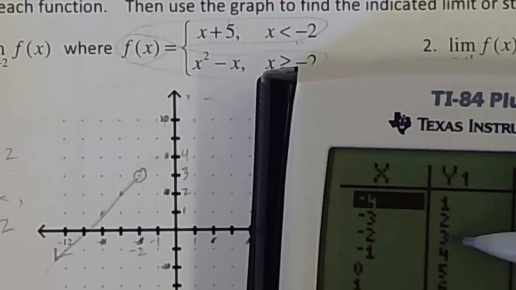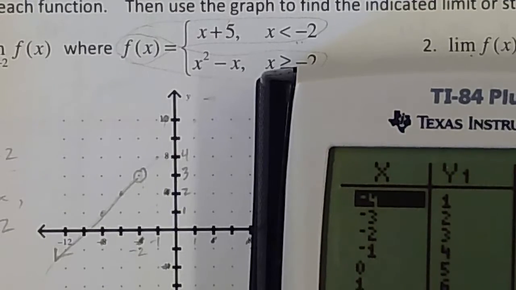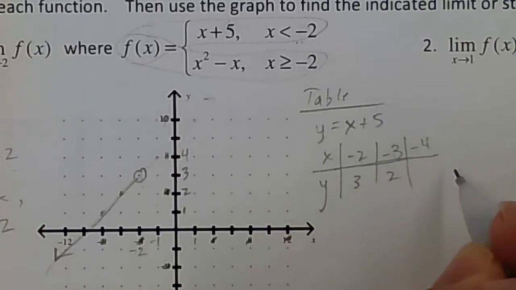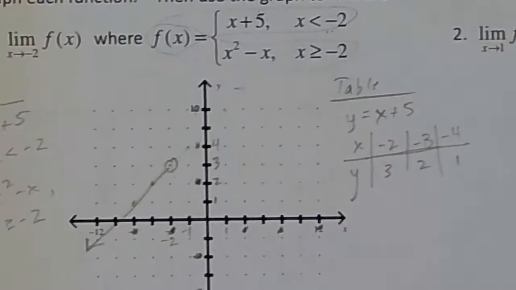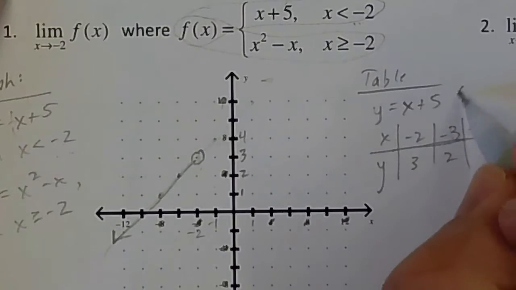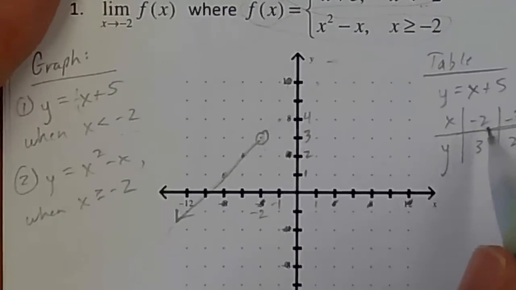So there's -2, I have 3. -3, I have 2. Okay, I'm just going to write those down. So -2 is 3. -3 is 2. -4 is 1. And what could I do? I could go over and plot these now. I just got to remember it's open circle. Maybe even make note here. It's supposed to be open circle for this one.